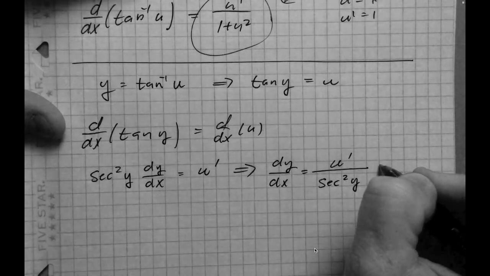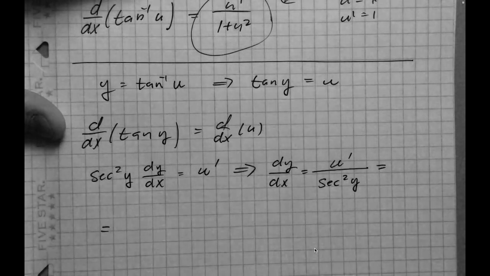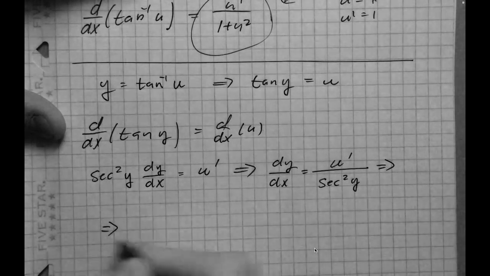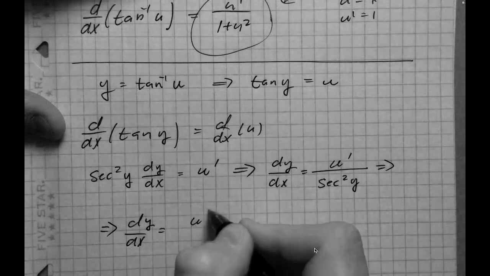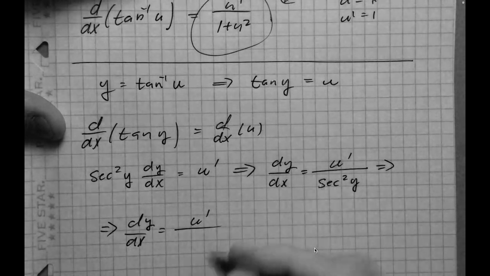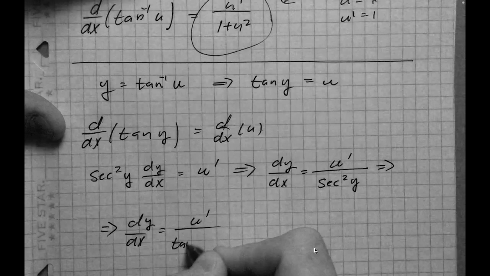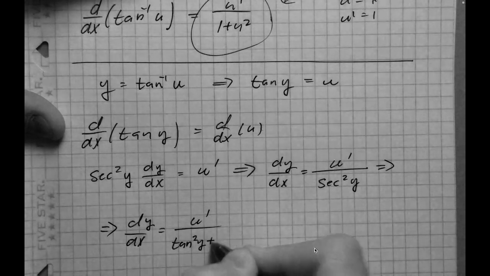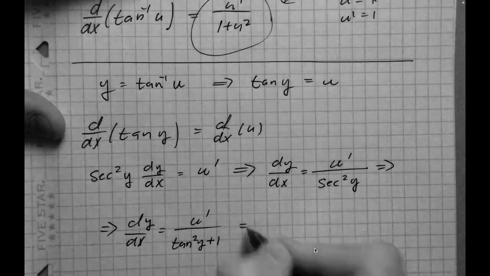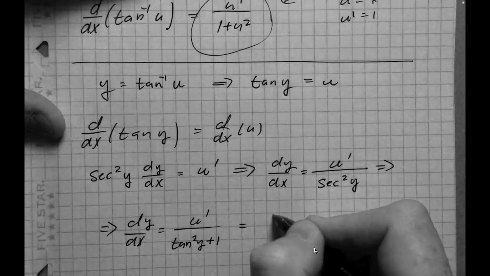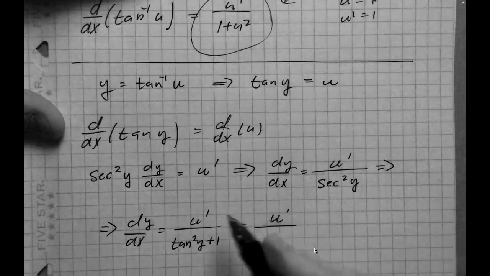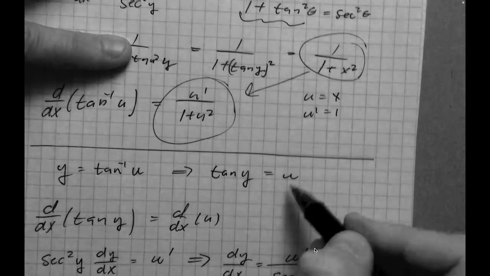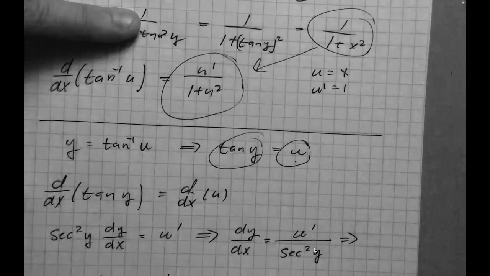Okay, and just like before, let's just bring this down. dy dx will equal u prime over, now instead of secant squared y, let's write it as tangent squared y plus 1. And we just saw before that's equal to, the u prime stays up top, and this is just going to be u squared. So, same trick. Here's tangent of y, here's tangent squared, so tangent squared is equal to u squared.